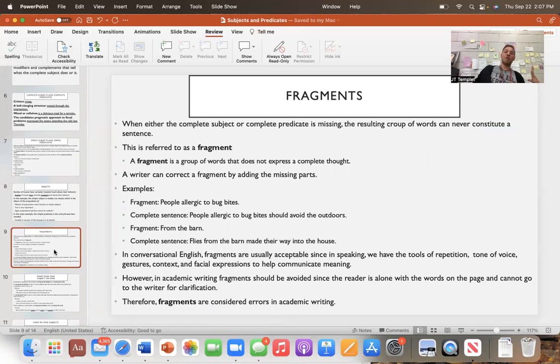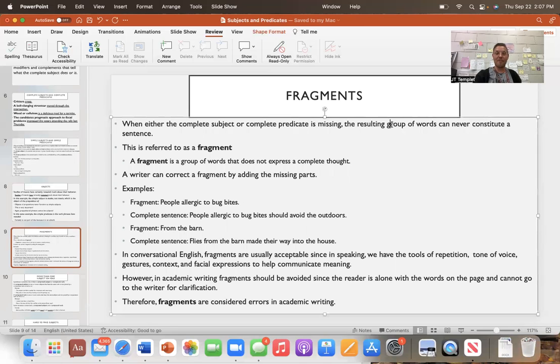Fragments. When either the complete subject or complete predicate is missing, the resulting group of words can never, ever, ever constitute a sentence. This is what we call a fragment. A fragment is a group of words that is incomplete. It's not a complete thought. We correct them as writers by adding the missing parts.